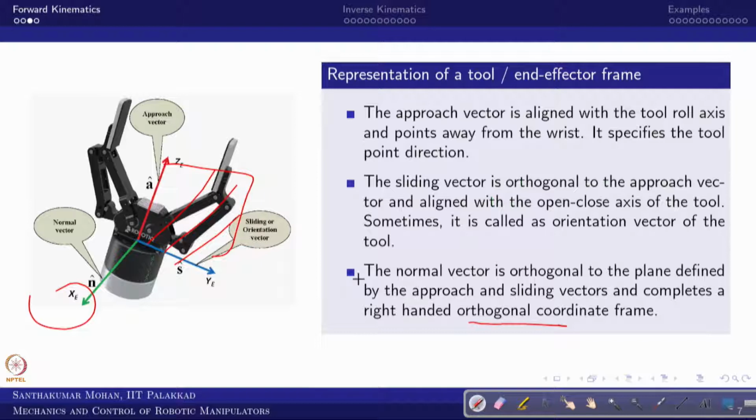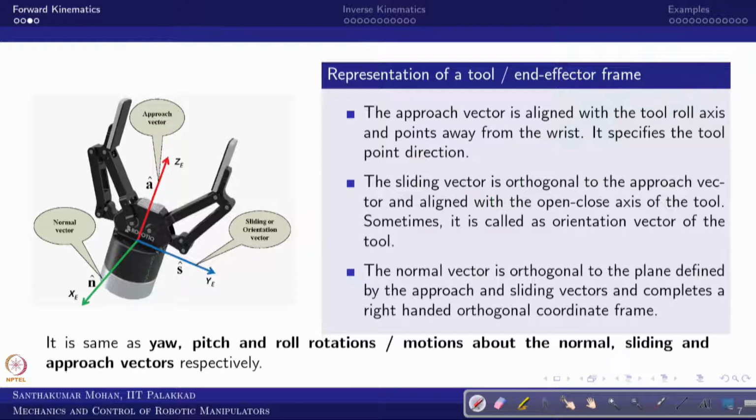If you write the transformation matrix, it would be normal x, normal y, normal z, then sliding x, sliding y, sliding z, then approach x, approach y and approach z. This is the rotation matrix of the end effector with respect to the base. We will write this information in the next slide. Now you can see this is the roll axis, this is the pitch axis, and this is the yaw axis.